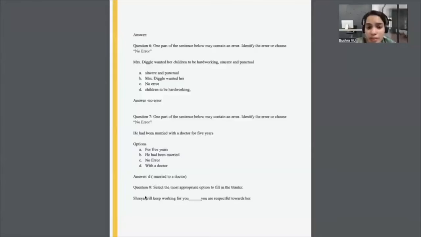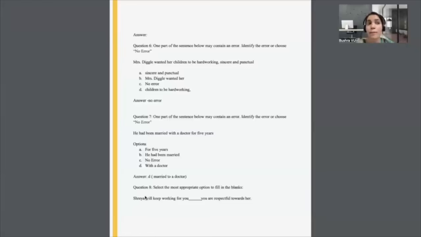One part of the sentence below may contain an error. Identify the error or choose no error. The same kind of question. If there is an error, you just have to choose that part. And if there is no error in the given sentence, then you are only going to choose no error. Okay. He had been married with a doctor for 5 years. Now, if you see this part of the sentence, right? He had been married with a doctor.